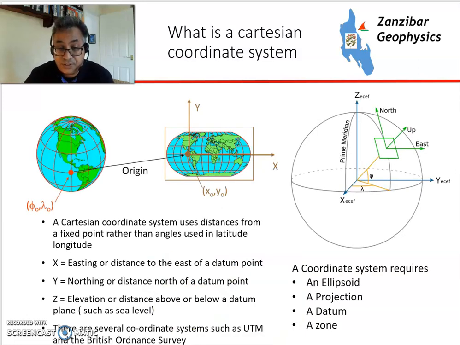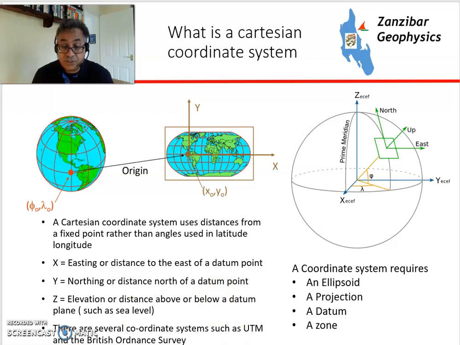So what is a coordinate system? This is a diagram explaining how that all works. You will have an x or an easting, which is distance east from a datum point. A y or a northing, which is the distance north from a datum point, as seen on this diagram. Z is the elevation or distance above or below a datum, for example sea level.